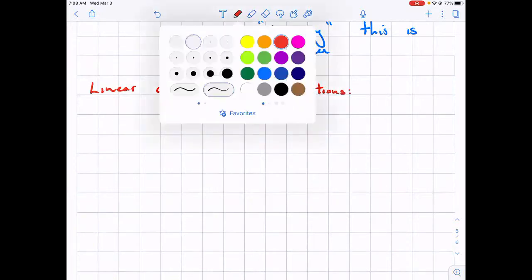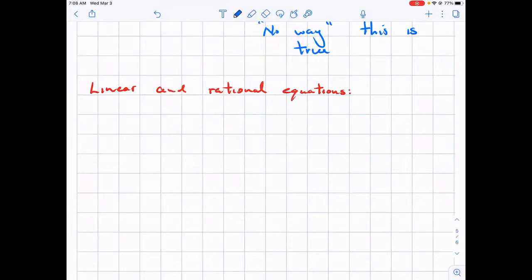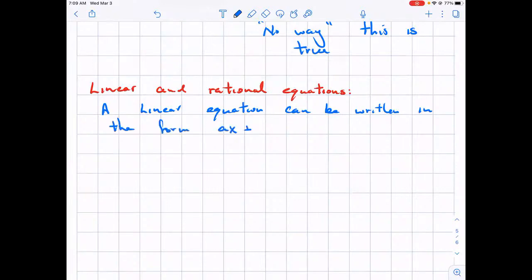So remember that a linear equation can be written in the form ax plus b equals 0. And recall here, a is not equal to 0.